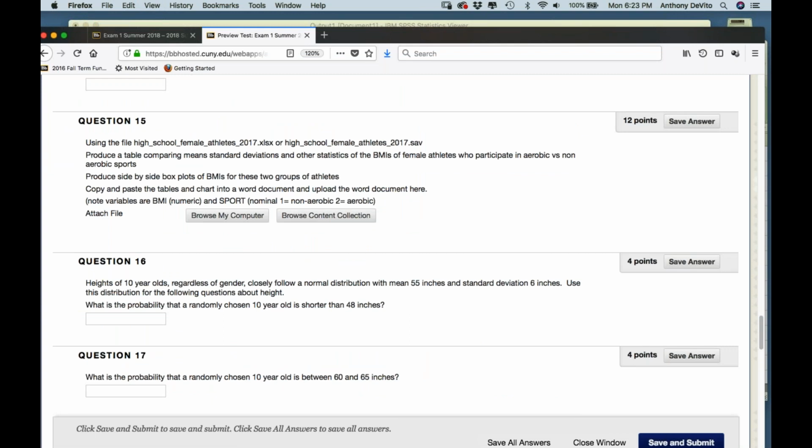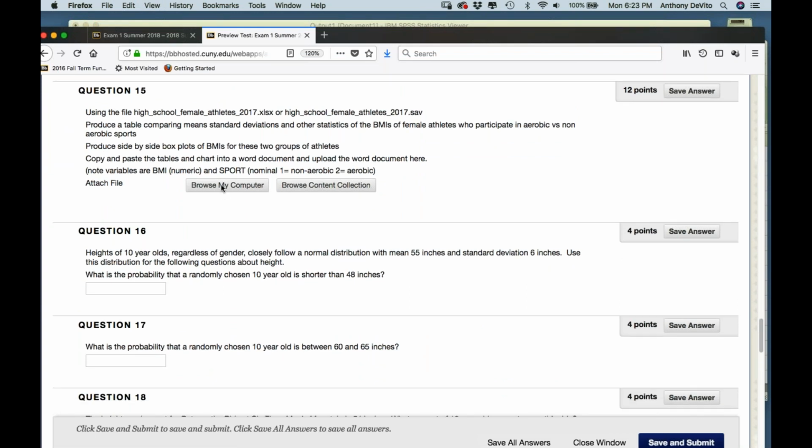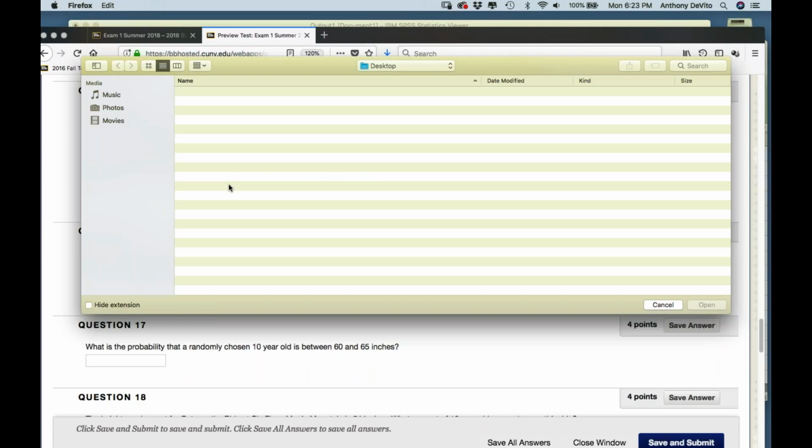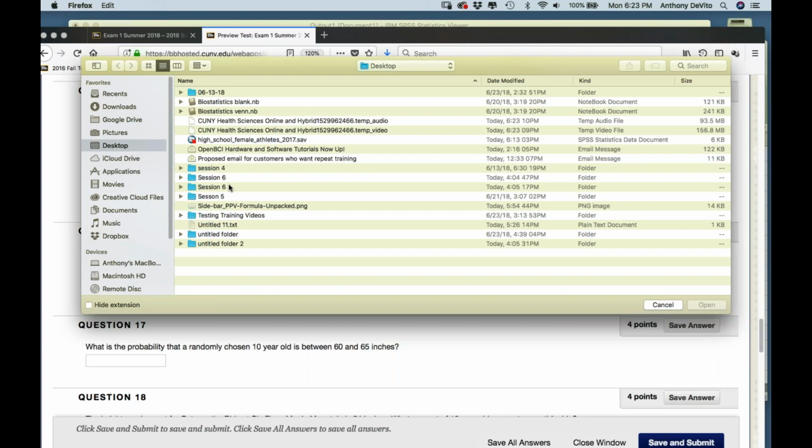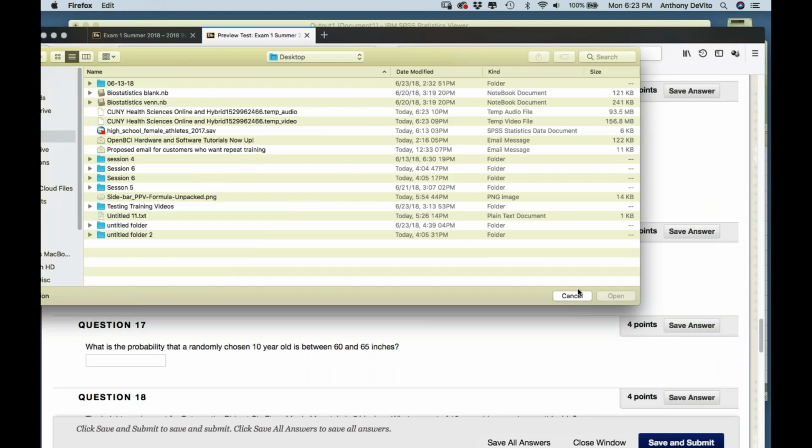Okay, so if you wanted to do this, you would then browse to your computer, upload the Word document that you saved, say, to your desktop, and you would be done with that problem.